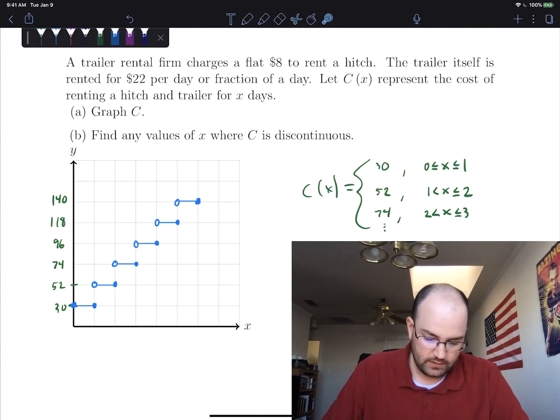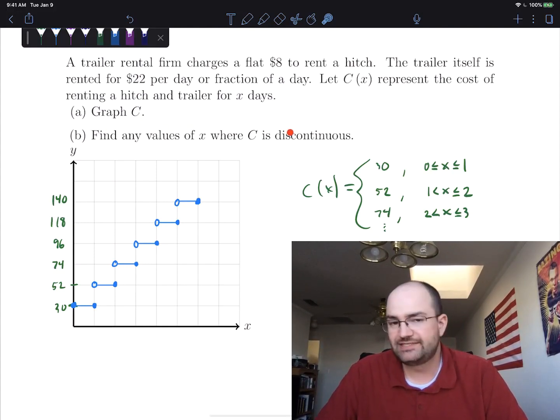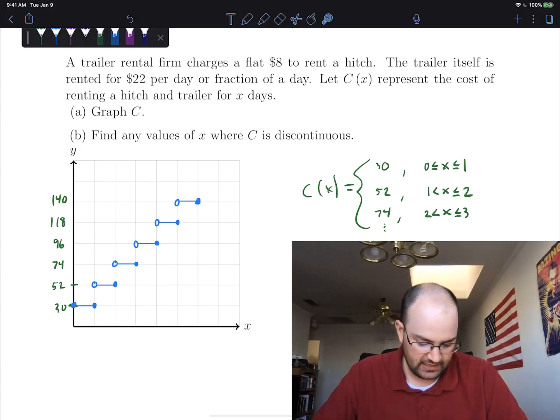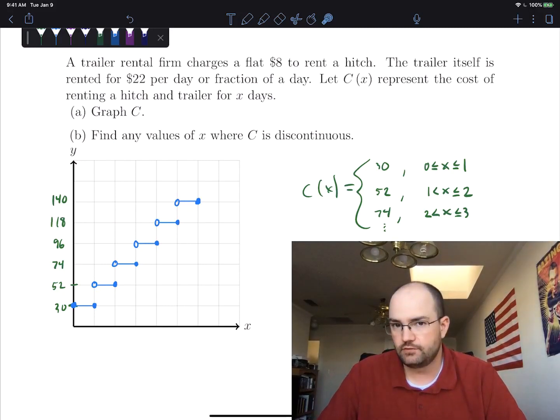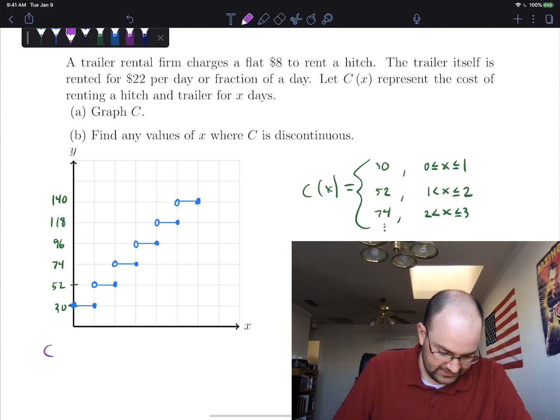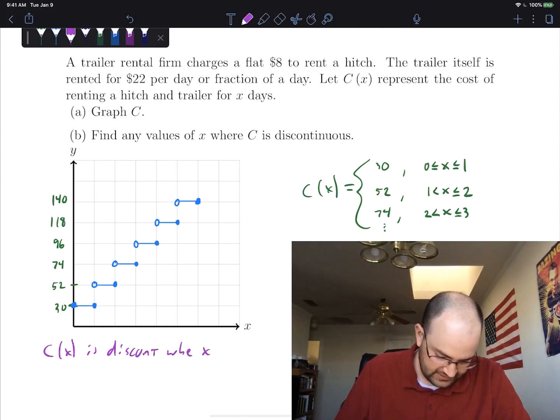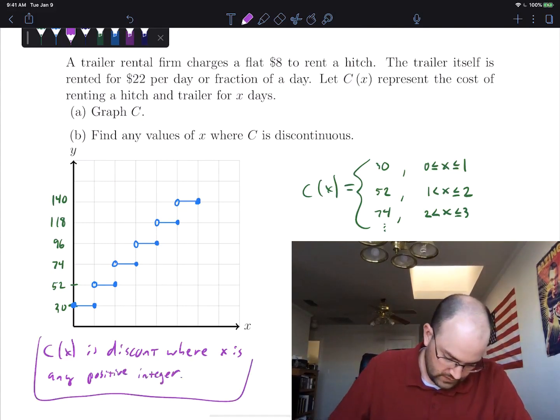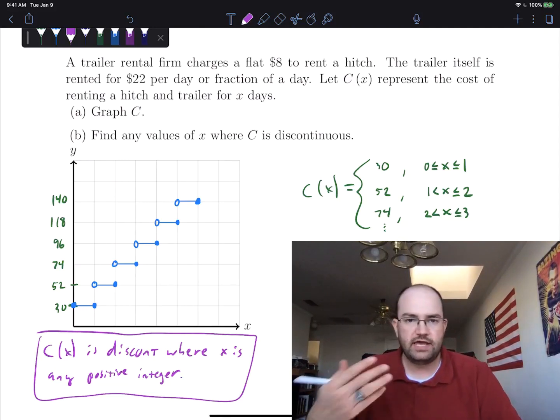That's A. Letter B says find any values of X where C is discontinuous. Notice that anywhere where X equals 1, 2, 3, 4, 5, and so on and so forth, this is in fact a discontinuous function. So C of X is discontinuous where X is any positive integer.